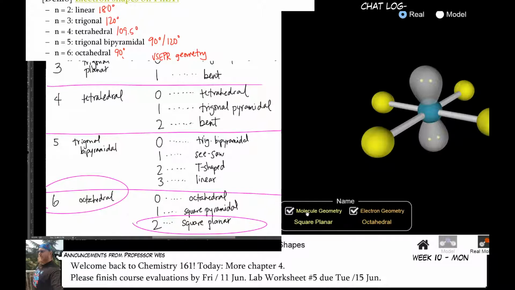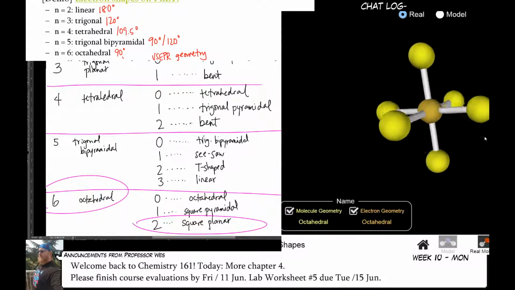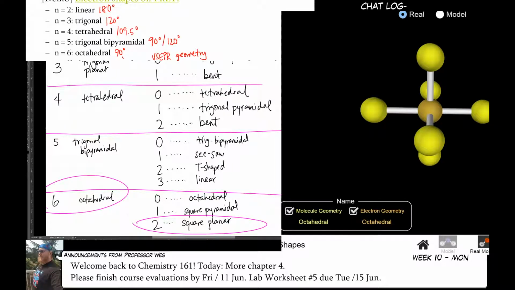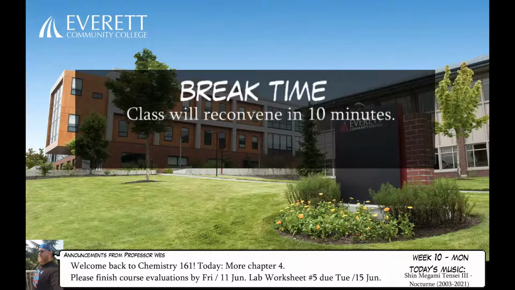All right, so you get the gist of how to do this now. So play around with this website and try and predict the geometries of the models. Because what we're going to do when we come back is I'm going to just give you a formula. You're going to have to draw the Lewis structure yourself and then predict the geometry. Okay, so we're going to go take our break. And we'll be back in 10 minutes.